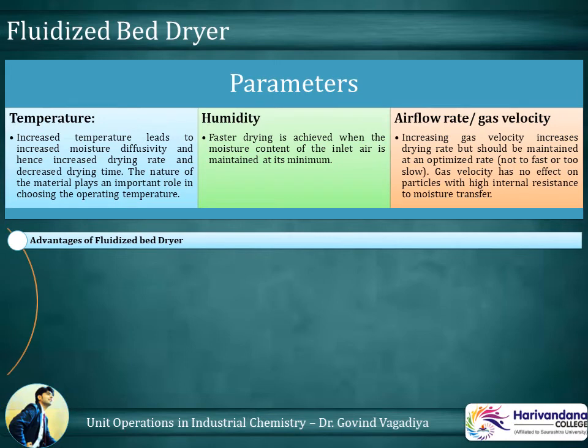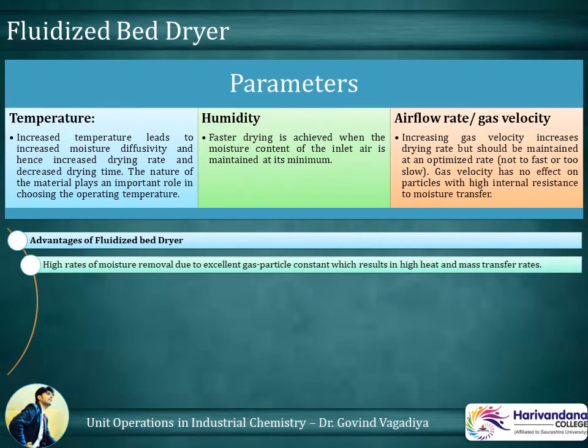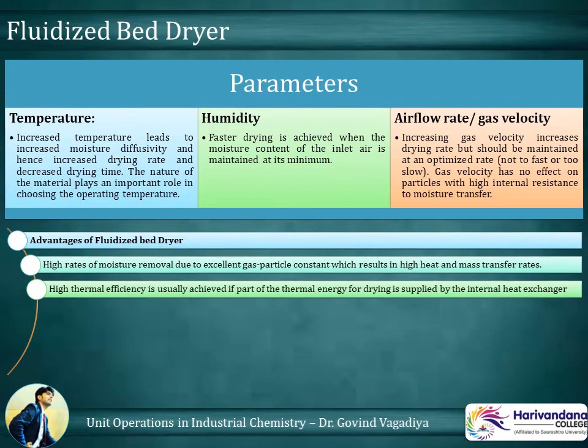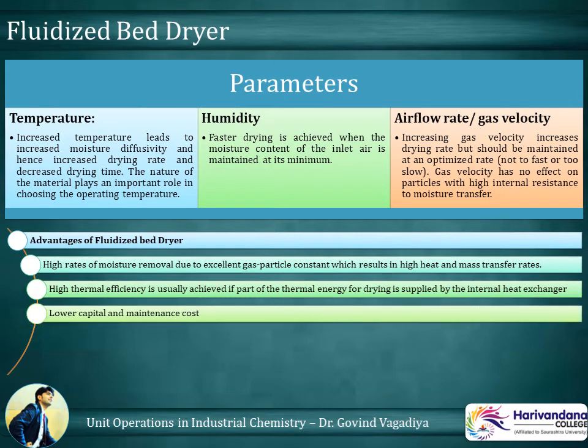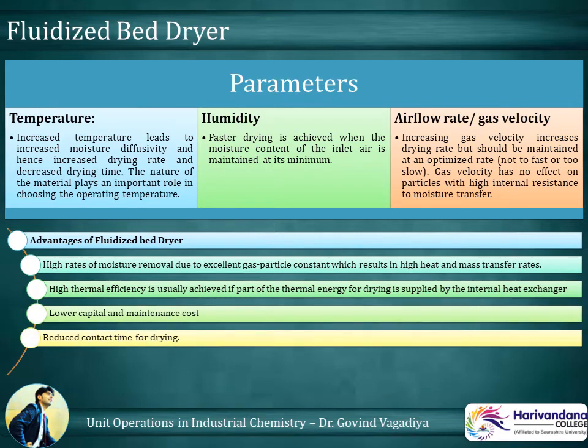Advantages of fluidized bed dryer. High rates of moisture removal, due to excellent gas-particle contact, which results in high heat and mass transfer rates. High thermal efficiency is usually achieved if part of the thermal energy for drying is supplied by the internal heat exchanger. Lower capital and maintenance cost. Reduced contact time for drying. Ease of control.